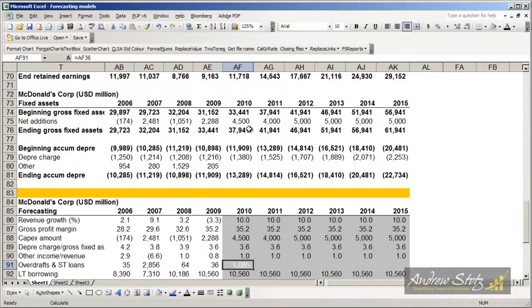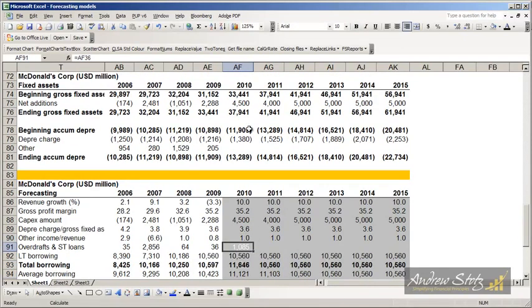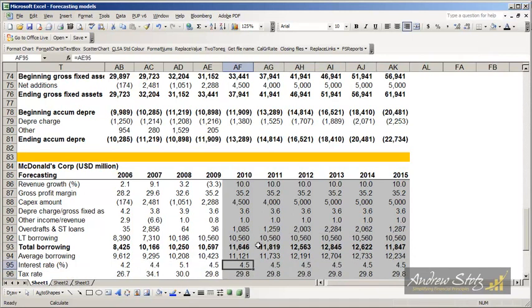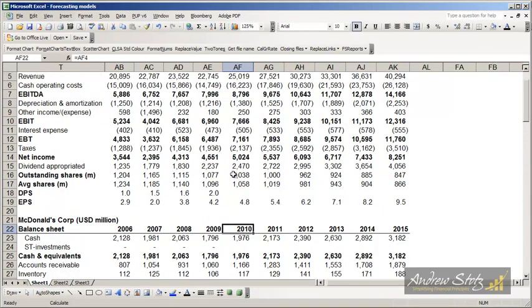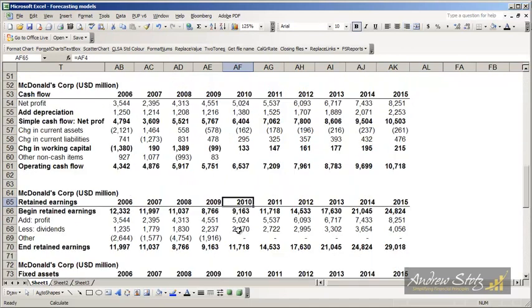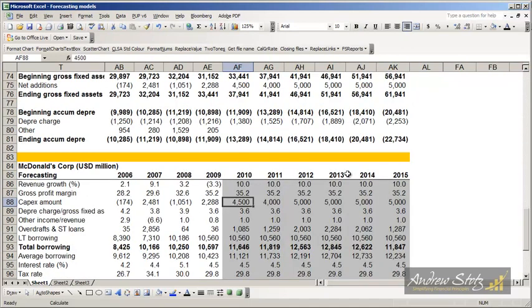Now, if we didn't have our circular references set, this may cause a big problem for us, but since it is set, we can put that there. And the result is that that's going to change the amount of interest, because there's a little bit more overdrafts, and so that's going to change our final profit number a little bit. But the last one we haven't filled in is the dividends per share. Now that we know the amount of dividends that's coming out and we know the number of shares, we can get that. So we've now completed our financial statement forecasting till 2015 for McDonald's.